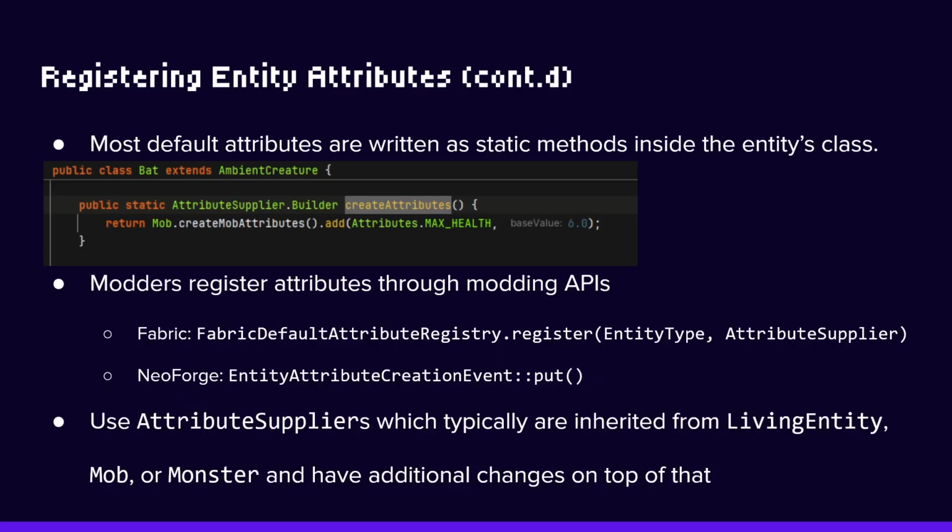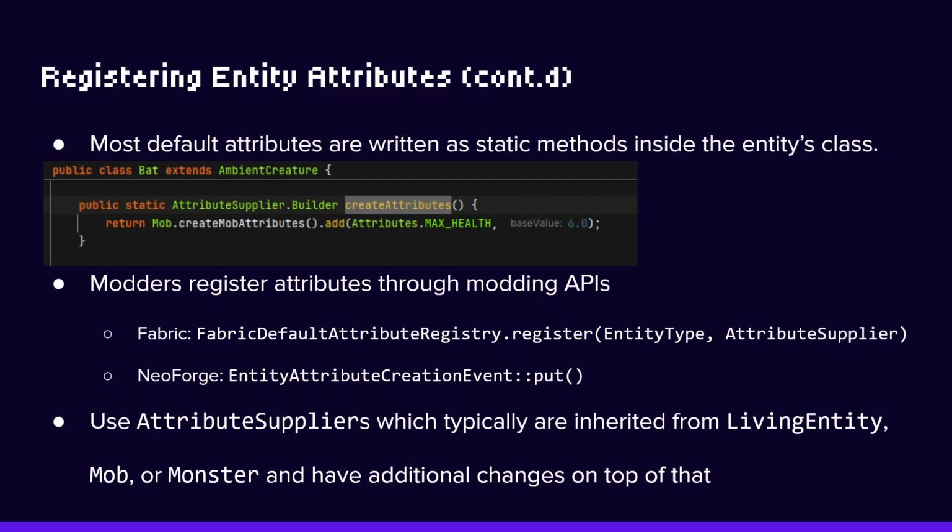Luckily for us, there's mod APIs, so we can use Fabric and Forge to accomplish this. So most of the time, the actual attributes are written as a static method inside your entity class called create attributes. So if you look there, that's an example of the bat's attributes. It uses the mob's base attributes and then adds the max health with a base value of 6.